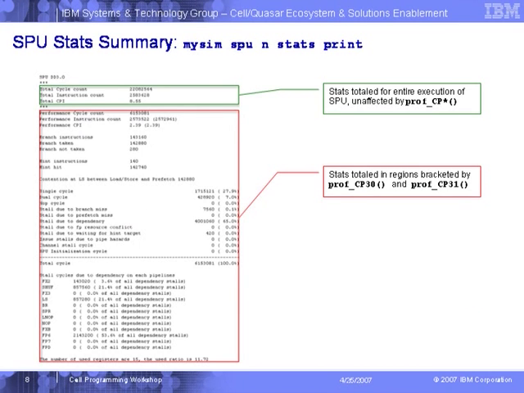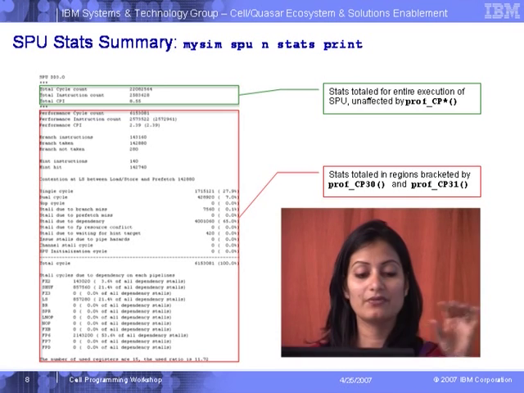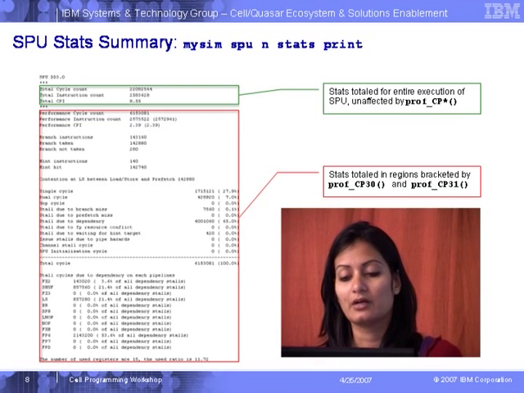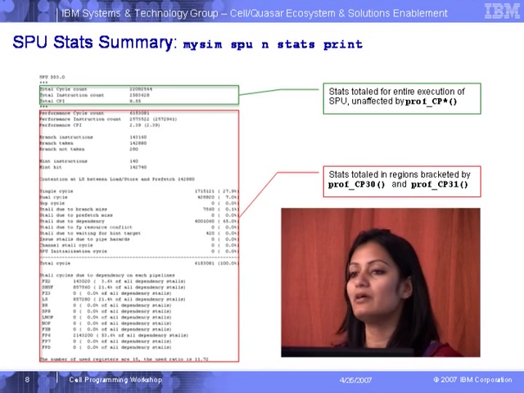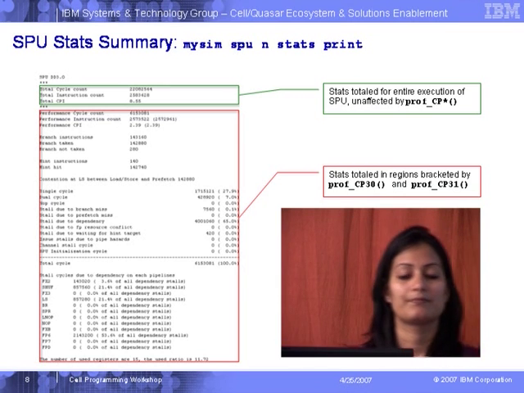Now, the simulator output will look like this. The first section gives you the complete summary. It tells you the total cycle count, the instruction count, and the CPI, the number of cycles per instruction in the code.